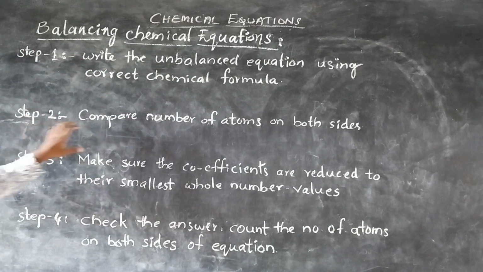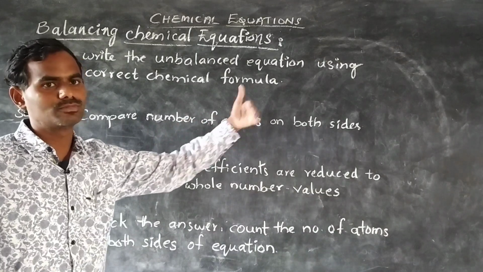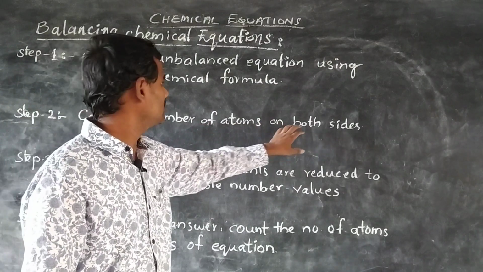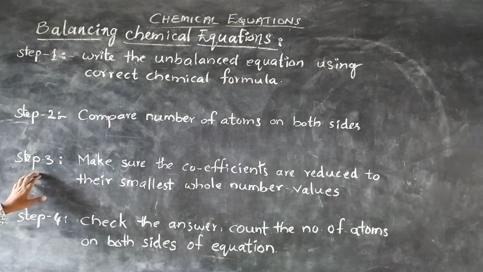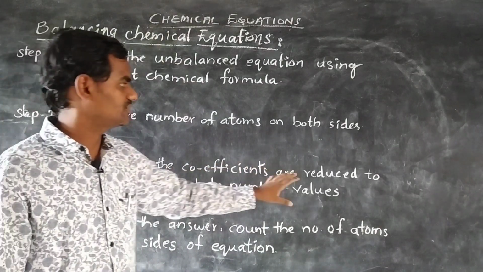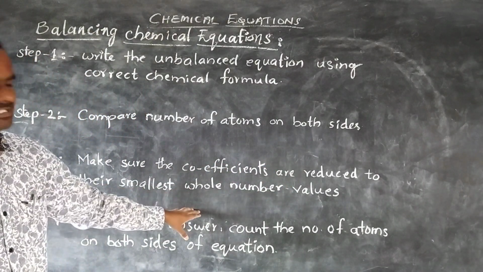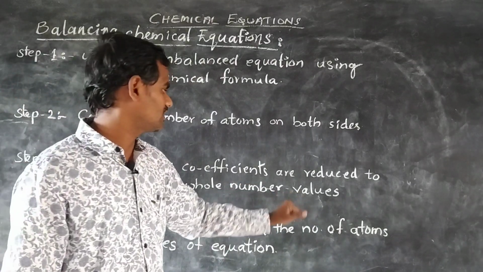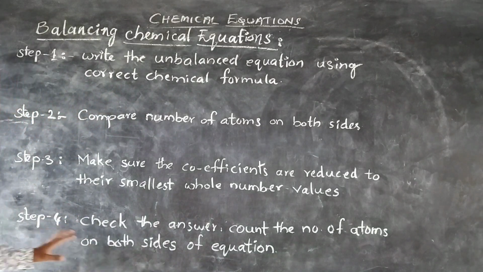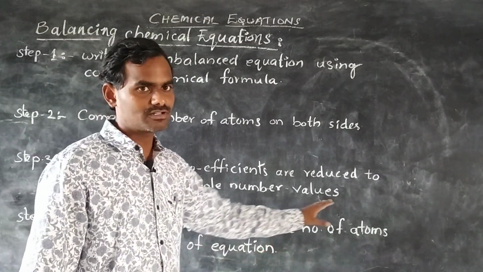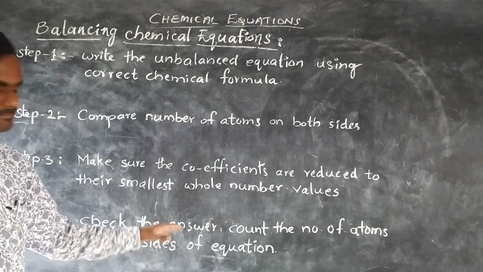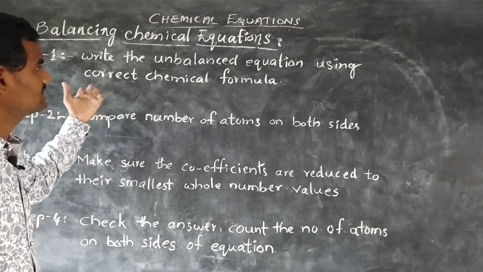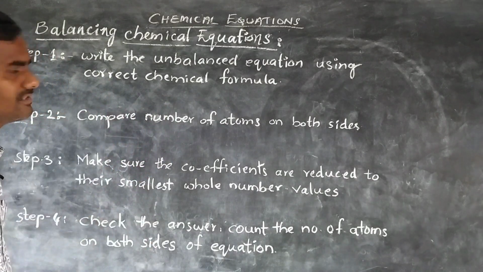And second step, we have to compare the number of atoms on both sides. Next, third step, make sure the coefficients are reduced to their smallest whole number values. And the fourth step is to check the answer and count the number of atoms on both sides of the equation. These are the main 4 steps which we follow while balancing any chemical equation.